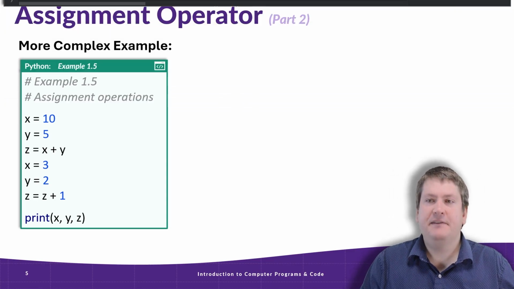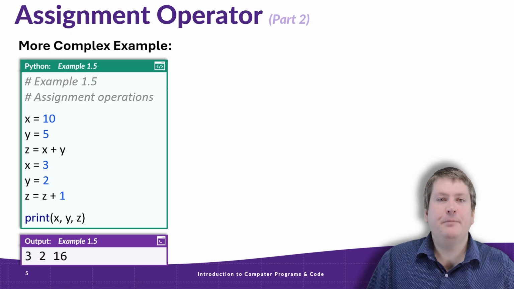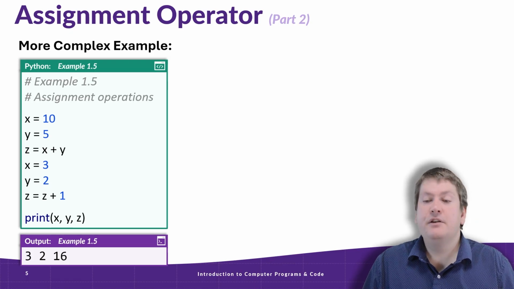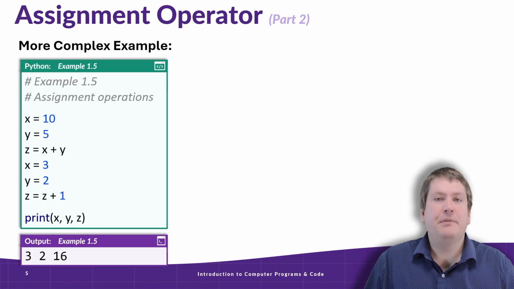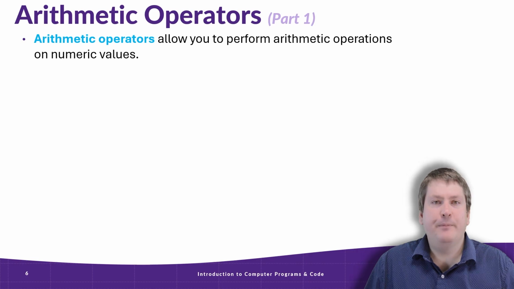Let's go back to the slides. So as we saw in this example, the output would be 3, 2, 16. 3 would be for x, 2 would be for y, and 16 would be for z. Moving on now to arithmetic operators.